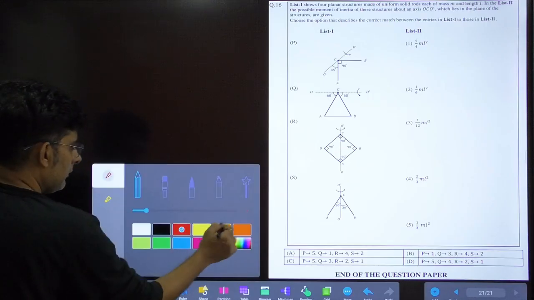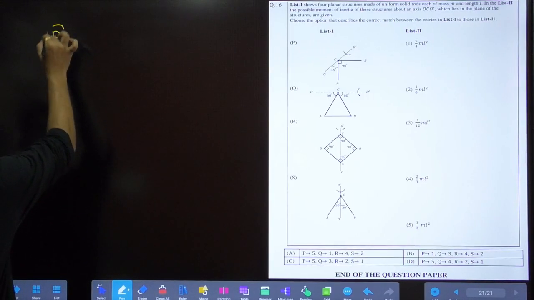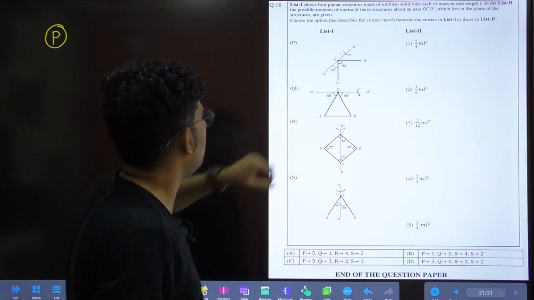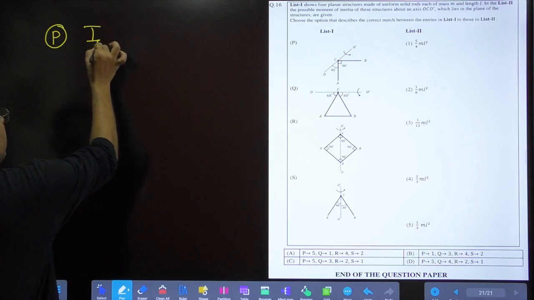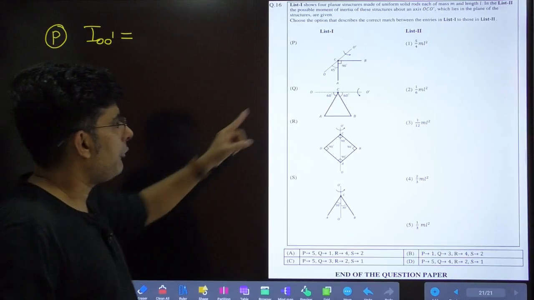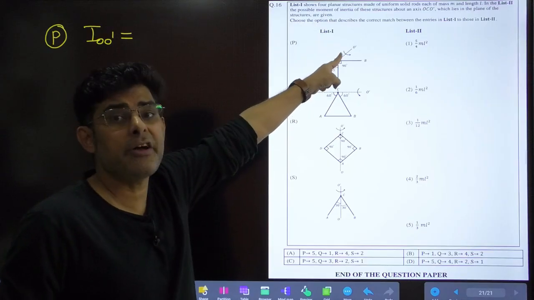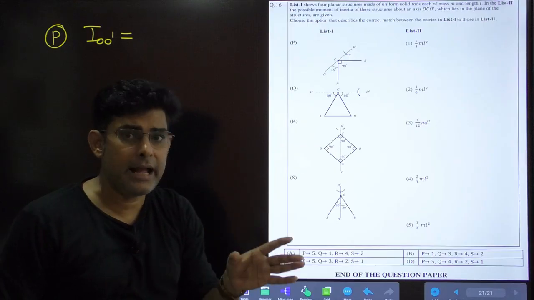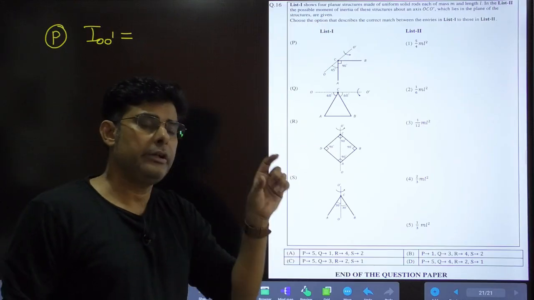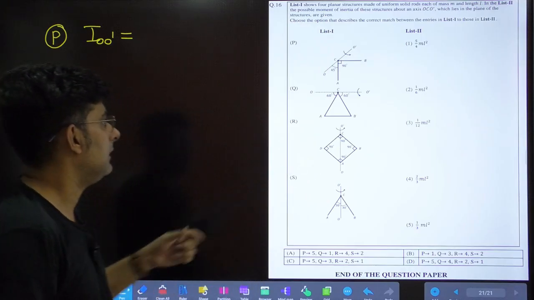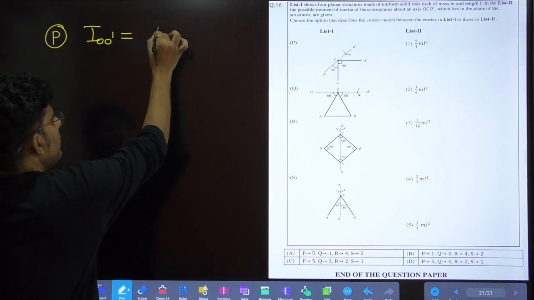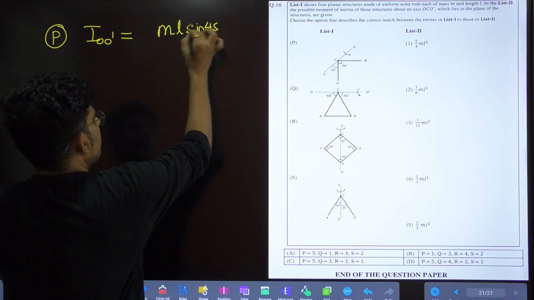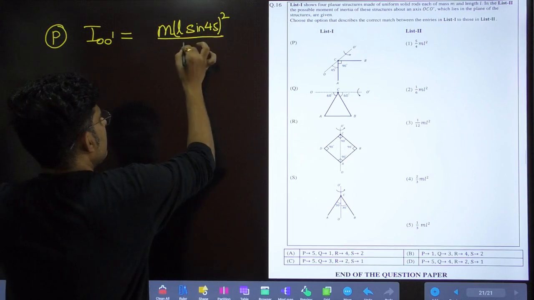Let's see. First we have P. Now both the rods, this axis OO dash is the end axis. For both the rods, it is end axis. And for each one, you can see the axis makes 45 degree with the rods. So when we have the axis inclined at theta angle with the length of the rod, then we replace L by L sin theta. That's it. Now since for both the rods it is end axis, so you will use M (L sin 45) whole squared by 3, end axis formula.